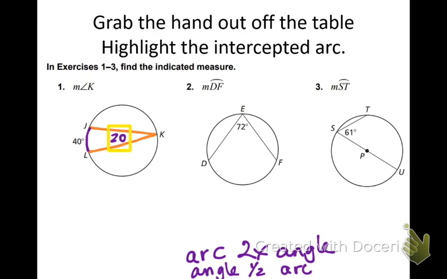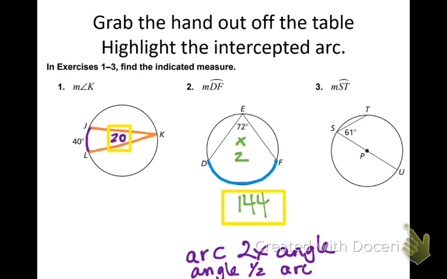Number 2, find DF. What angle corresponds with DF? Angle E, 72. So we're going to double it. So times 2. What is 72 times 2? 144.